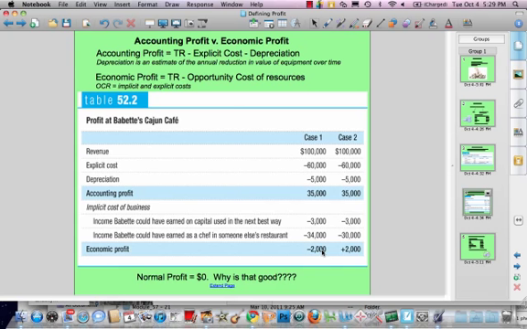It's a little bit of a weird concept that normal profit is 0 and that's okay when we're all trained to think that we need to make big profits, big positive profits to be successful. In economics, normal profit of 0 is just fine.